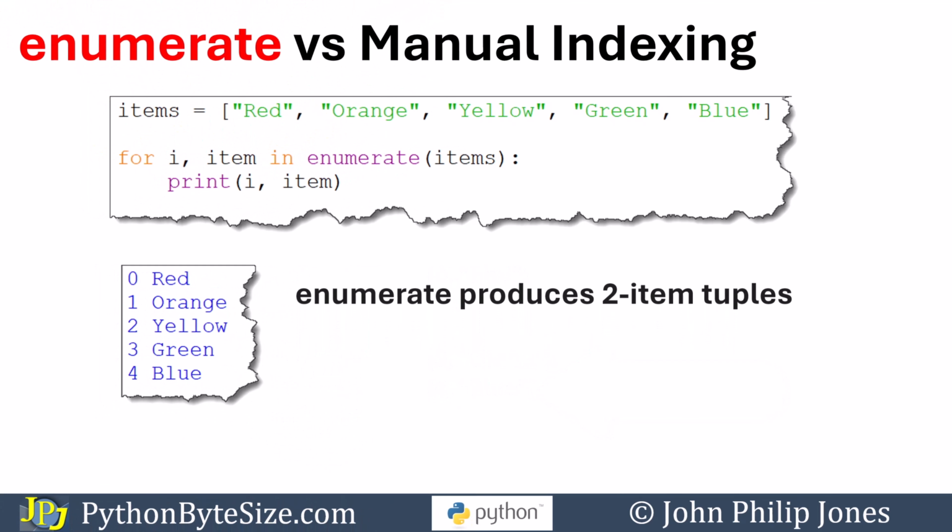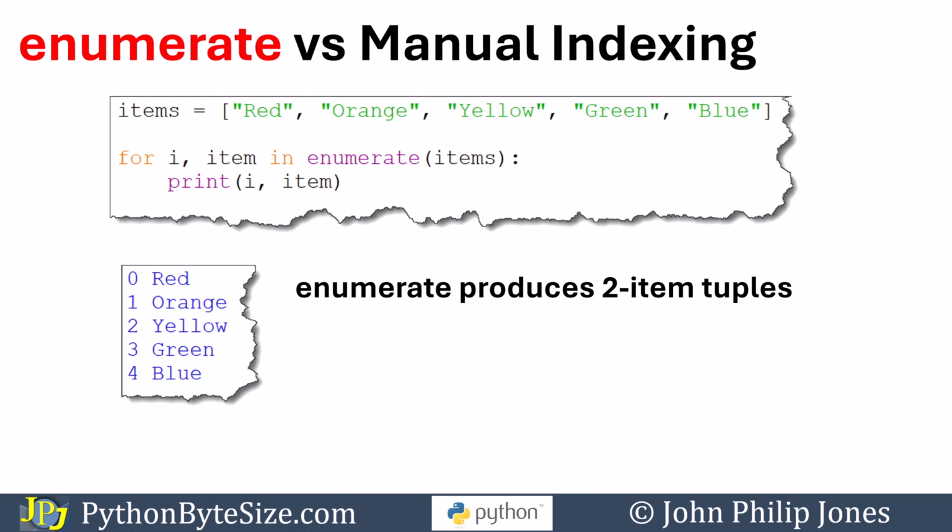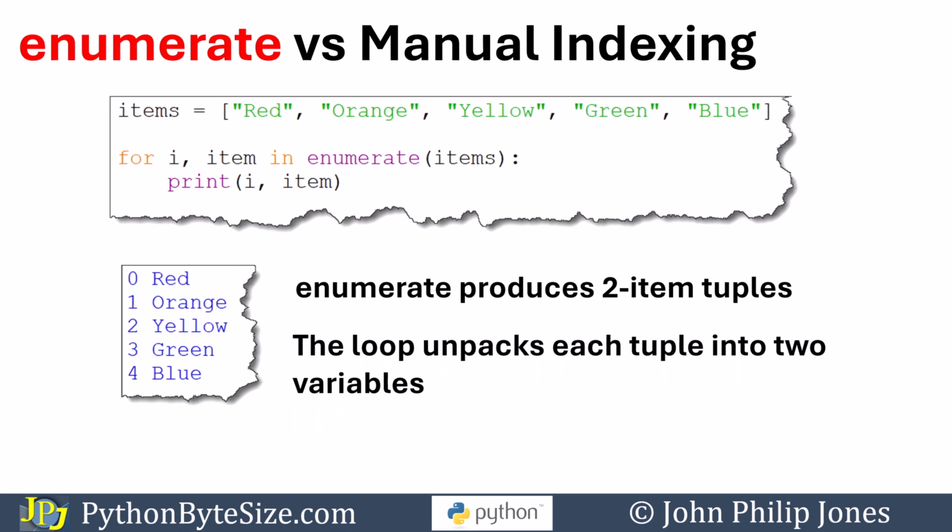So enumerate produces 2 item tuples. And in the case of this computer program, it produces 5 2-item tuples. The loop unpacks each tuple into 2 variables, and those variables are i and item. And consequently, this will just print the i and the item. And you will note there was no need for square brackets as appeared in the previous program, where we're explicitly pointing out the index positions.